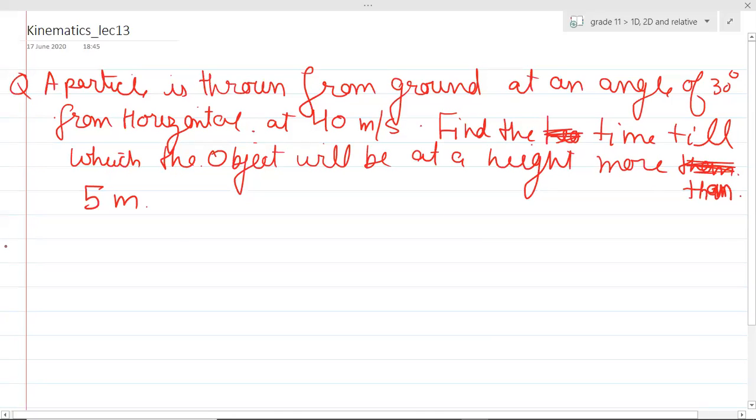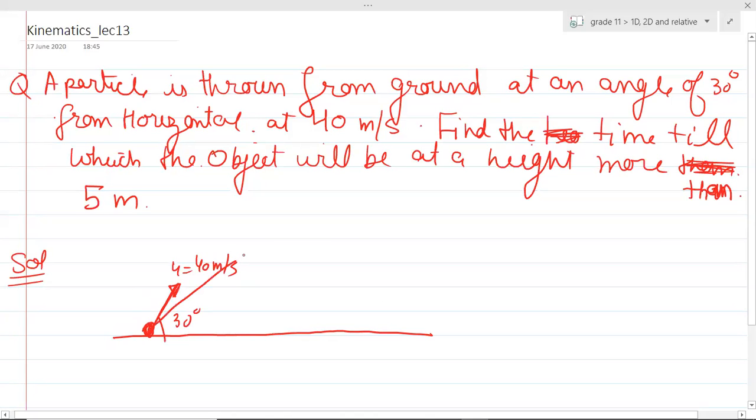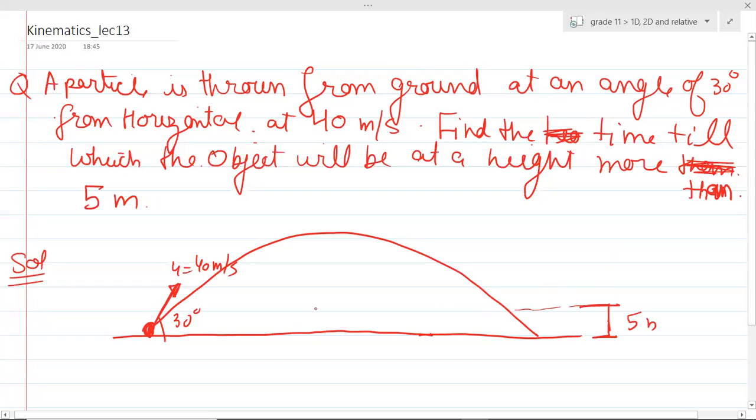Basically, suppose you have an object. This is the question I'm writing. You throw it with a velocity of 40 meters per second at an angle of 30 degrees. So it goes like this. Yes or no, guys? So suppose this height is 5 meters. Can you see this height will be at two different time intervals?